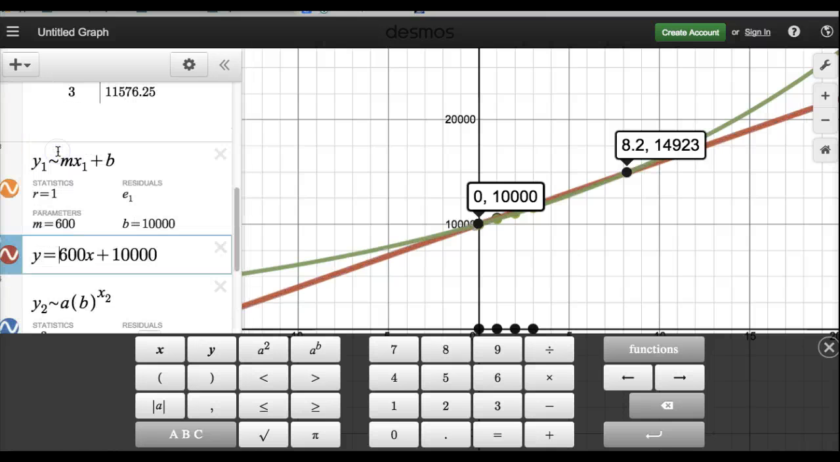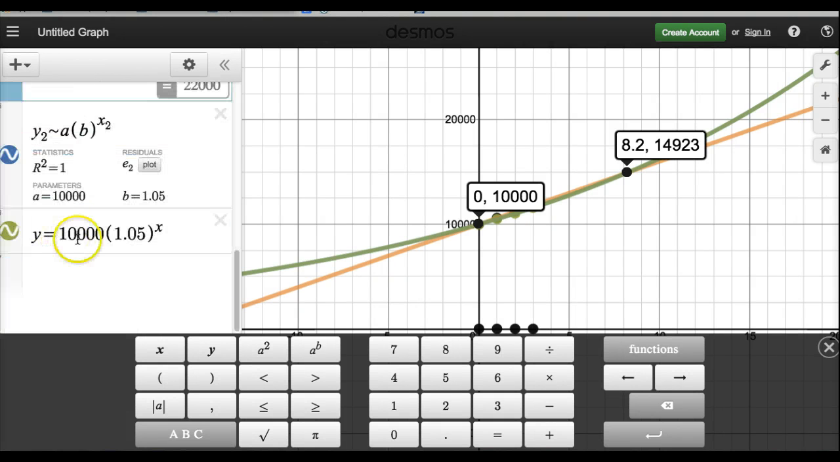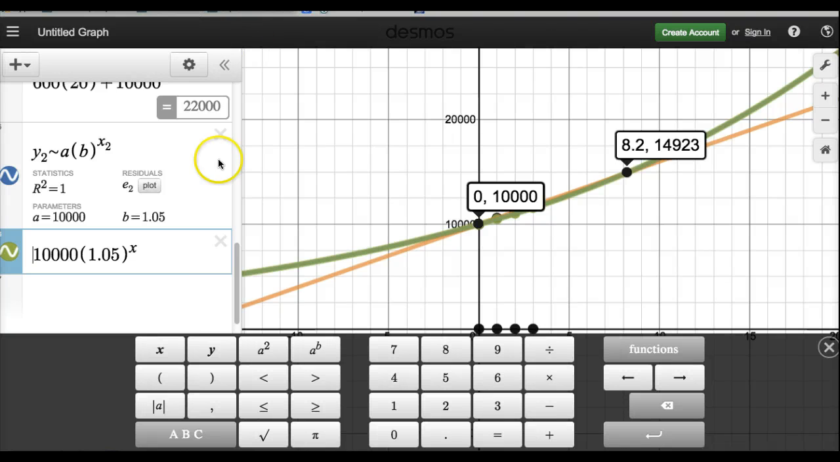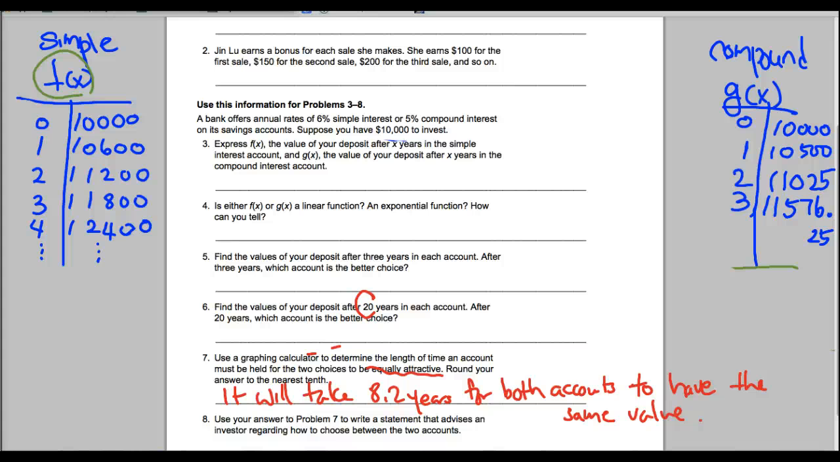But before you take the screenshot, if you want to find the answer, just instead of X, plug in the 20. And then it will give you the answer, which is 22,000, right? And that is in the simple interest account. And then over here, I'm going to put 20 instead of the X. And that's going to give you the answer for the compound interest account, right? $26,532.98. We have to round it. Okay? So, don't forget, you can only do that after you do the screenshot, okay?